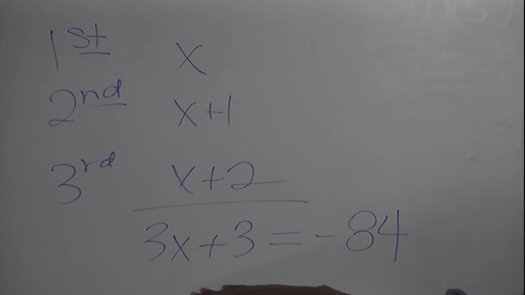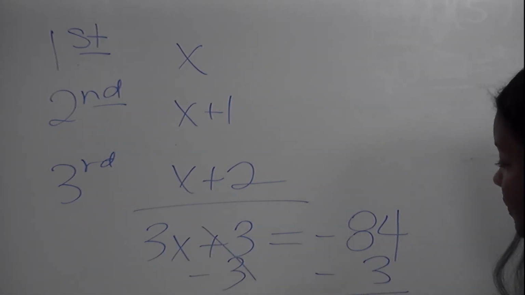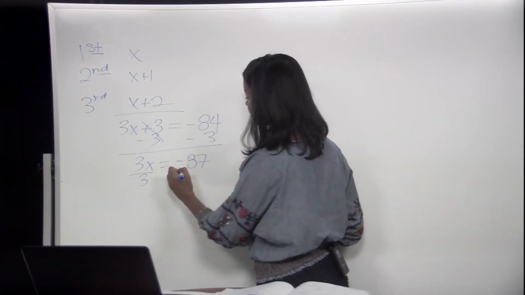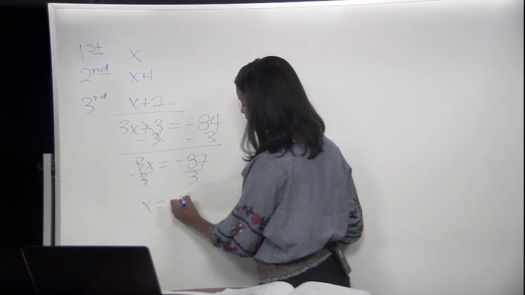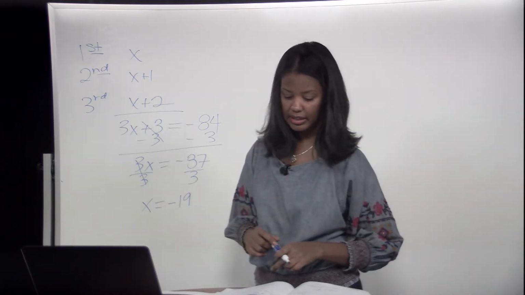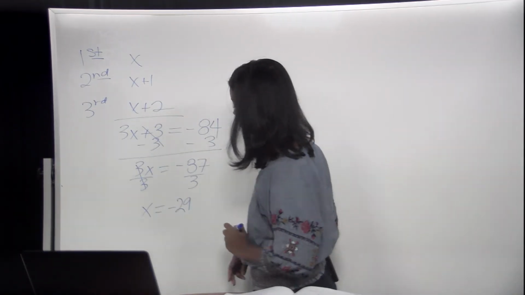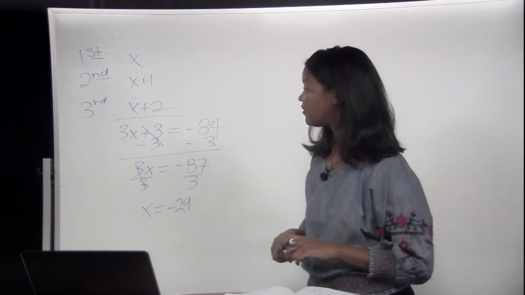Okay, so now we have this equation that we can solve to find out x. And then we'll know all 3 integers. So let's go ahead and do that. If we subtract 3 on both sides, we get 3x equals negative 87. If we divide by 3 on both sides, we'll get x is equal to negative, I believe, negative 19. No, negative 29. Negative 29. Okay, so that is the value for x.